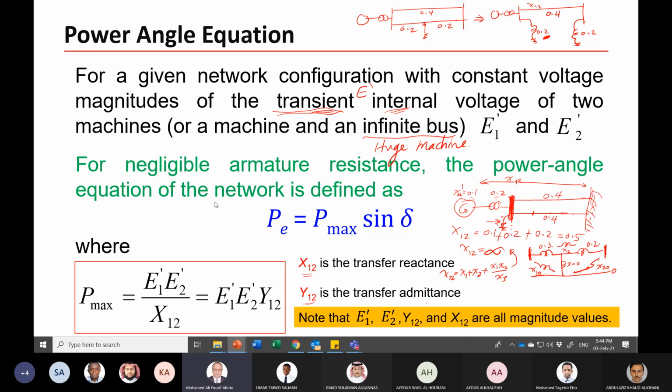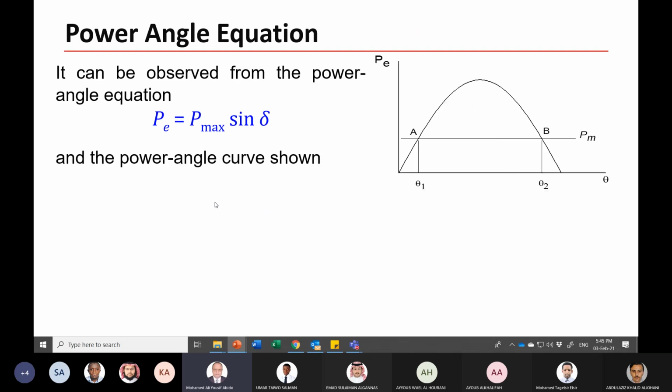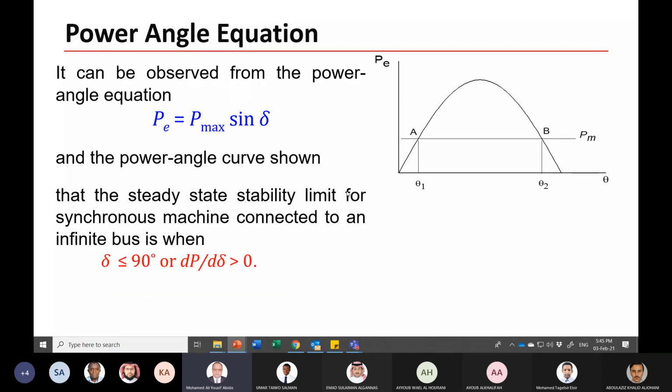So this is the power calculation, E1, E2 times y12. It can be observed from the power angle equation and the power angle curve shown here that the steady state stability limit for a synchronous machine connected to an infinite bus requires the operating angle to be less than or equal to 90 degrees.